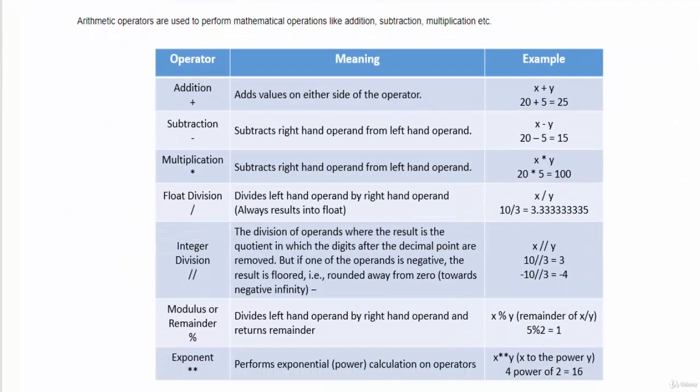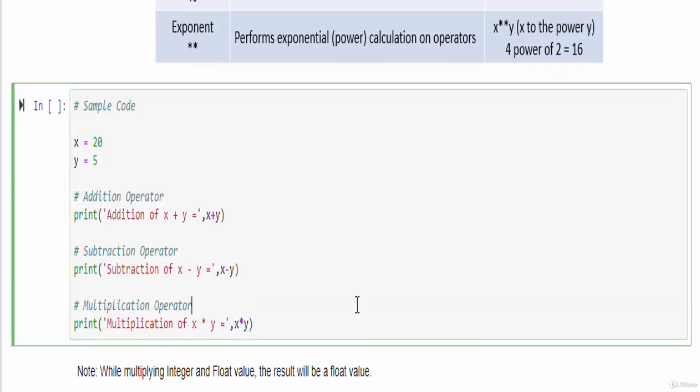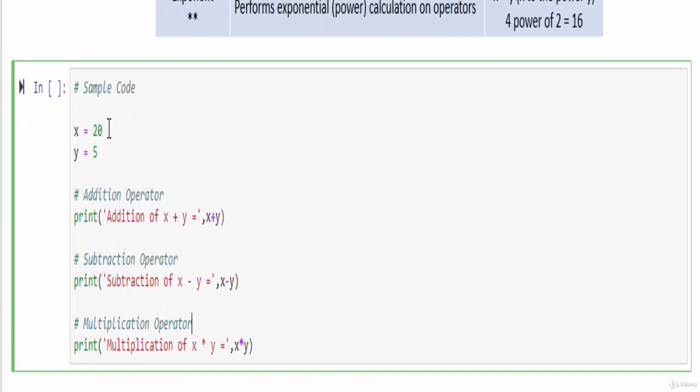Totally we have 7 arithmetic operations like addition, subtraction, multiplication, float division, integer division, modulus or remainder, and exponent. We'll see each operator with an example one by one. The sample code is completed. We are going to assign a value x equal to 20 and y equal to 5, and then I am printing the addition of x plus y, and inside the print, if I mention x plus y directly, it will do the addition operation.